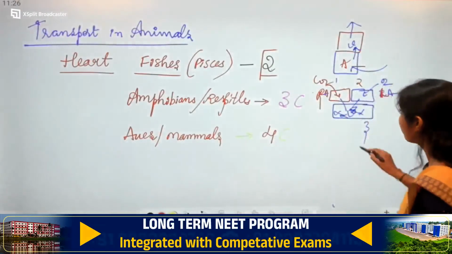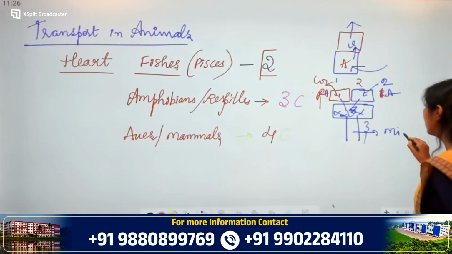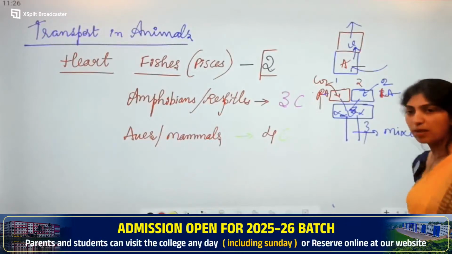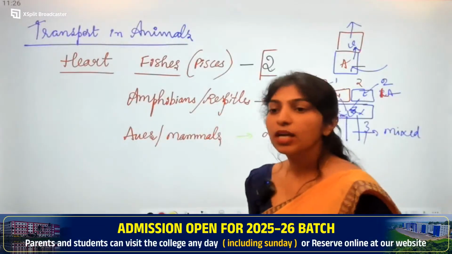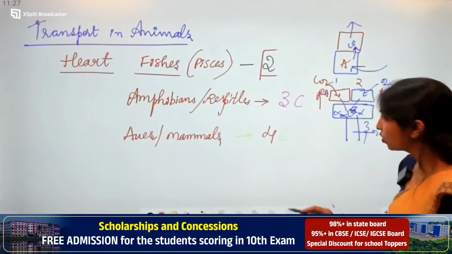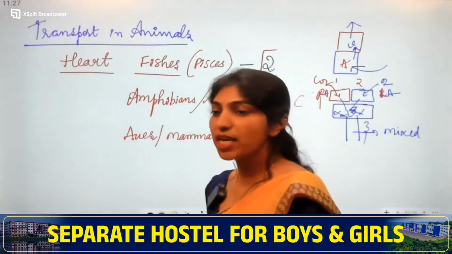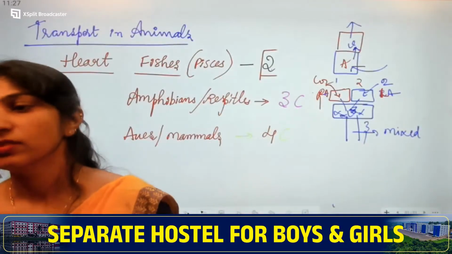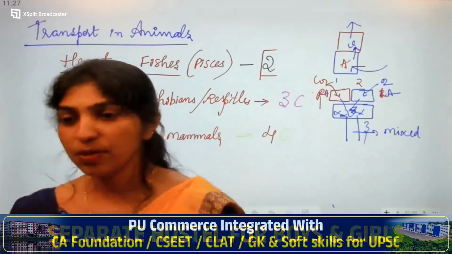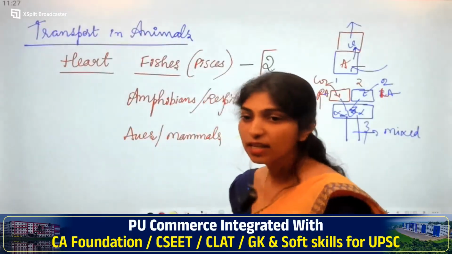So here what happens when the blood is pumped out? What type of blood is pumped out here? The mixed blood is pumped out. Okay. So you can call it incomplete circulation. So what do you call it? What type of circulation can you see in amphibians and reptiles? It is called incomplete because there is no segregation of oxygenated and deoxygenated blood.